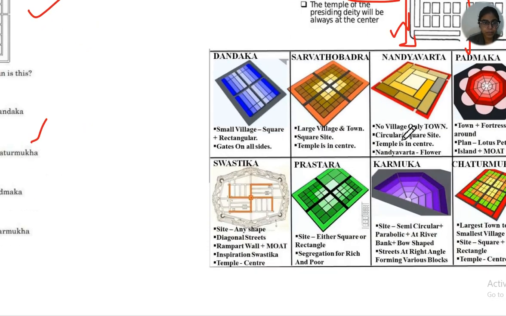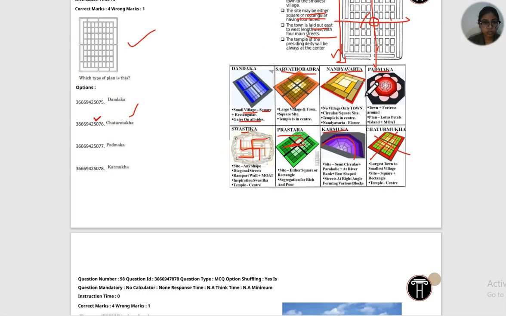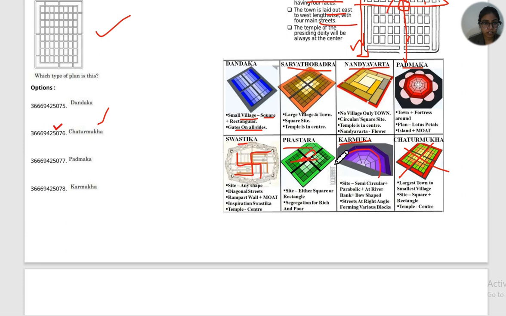Next you have Dandaka. Dandaka is a small village. It will also be square, and gates will be on all sides. Next you have Sarvatobhadra, Nandyavarta, Padma, which is basically in a lotus or petal shape. Swastika, where you will see a swastika type of layout. Parastara, where you will see larger plots with smaller plots. Karmukha is in a bow shape. Chaturmukha, as we were saying, has four directions. These are some of your planning shapes. You can go through this for more detail.